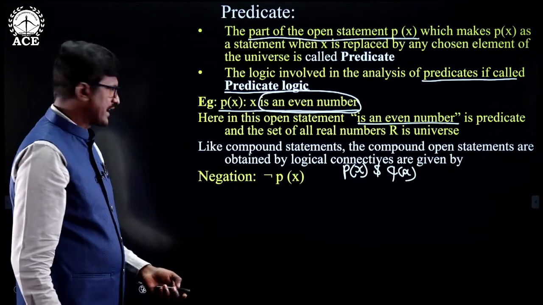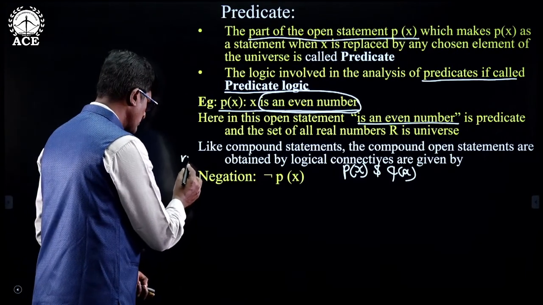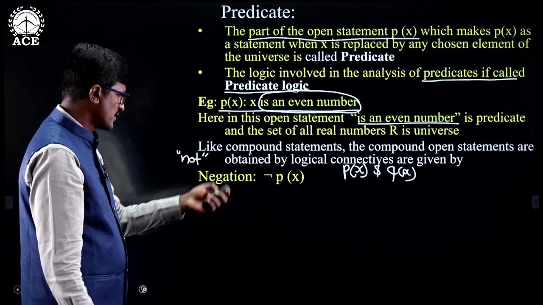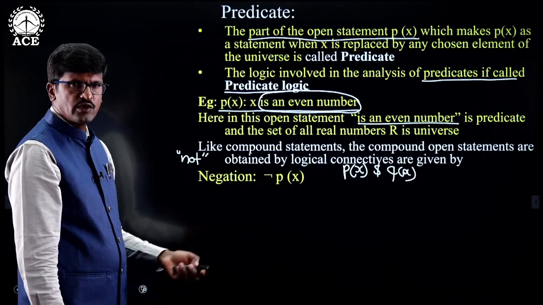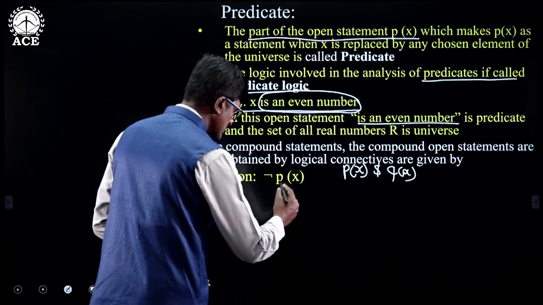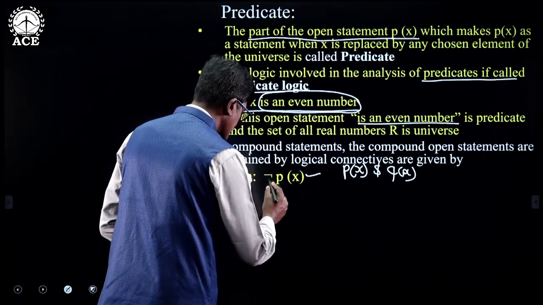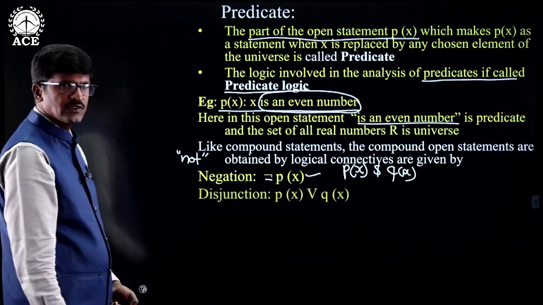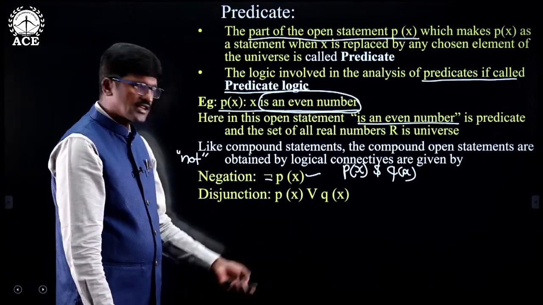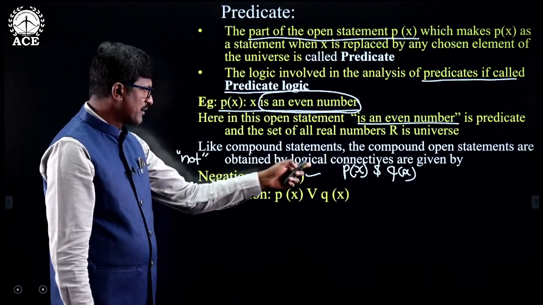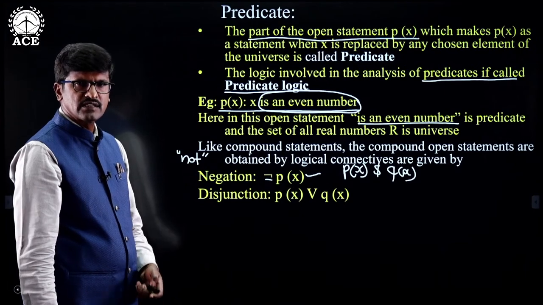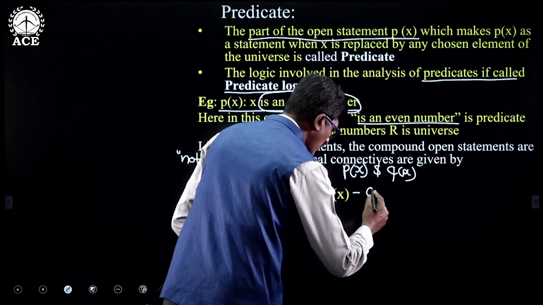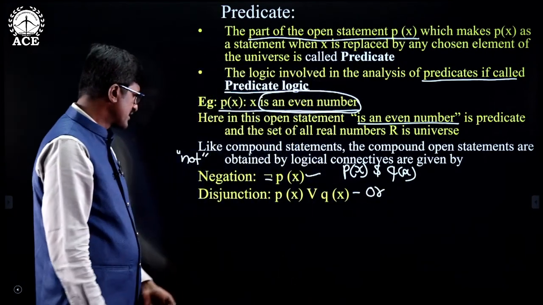If you apply the NOT connective, then we get the negation. The negation of any open statement P of X is denoted with the negation symbol in front of P of X. The next one is the disjunctive statement. This disjunctive statement is obtained by combining P of X and Q of X with the help of the OR connective. This is called disjunction.